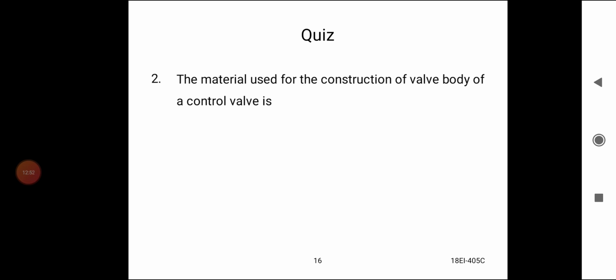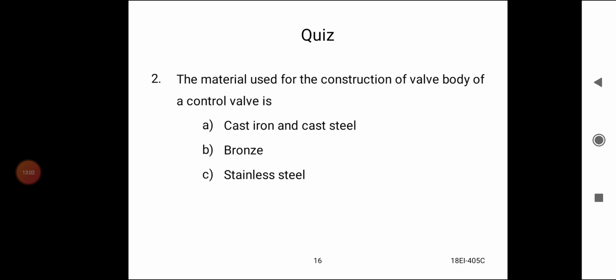Quiz 2. The material used for the construction of the valve body of a control valve is A. Cast iron and cast steel, B. Bronze, C. Stainless steel, D. All the above. The answer is D, all the above.